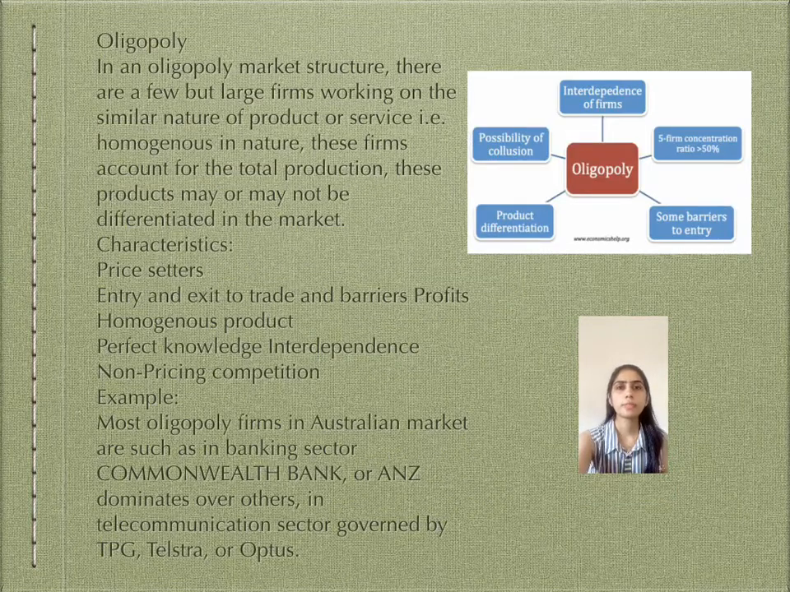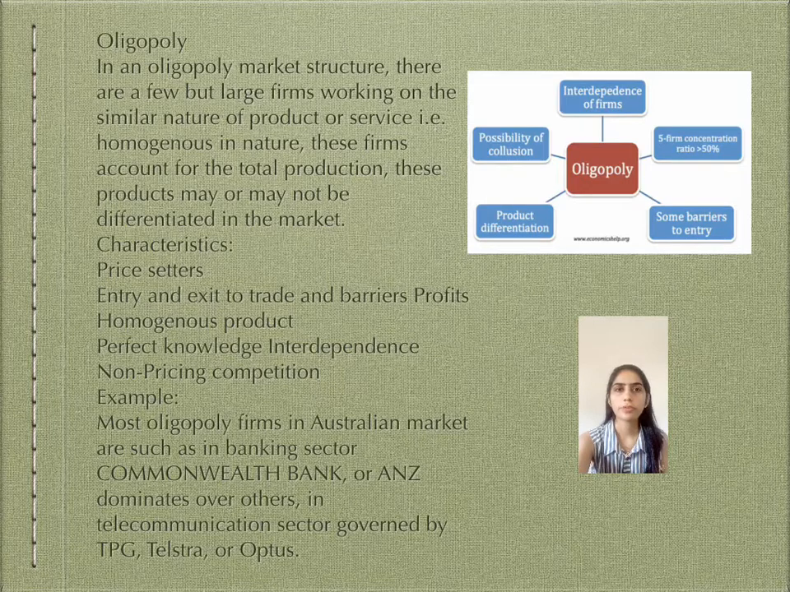Second is oligopoly. In an oligopoly market structure, there are a few but large firms which work on a similar nature of product or service that is homogeneous in nature. These firms account for the total production, and these products may or may not be differentiated in the market.